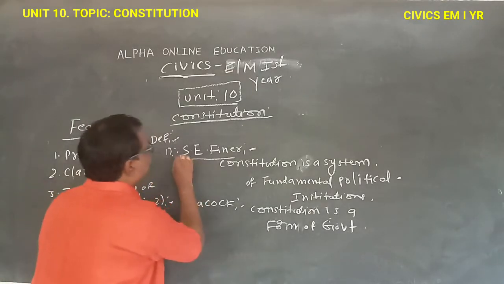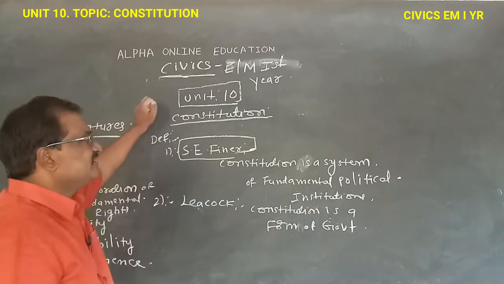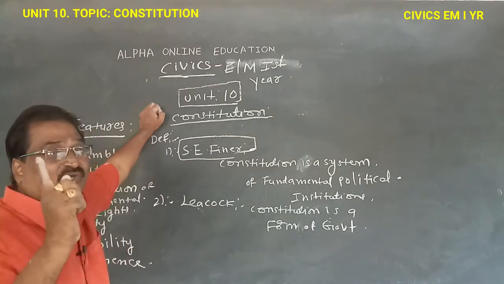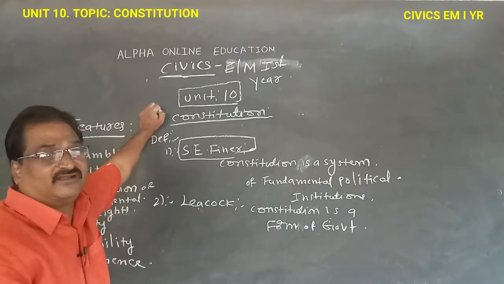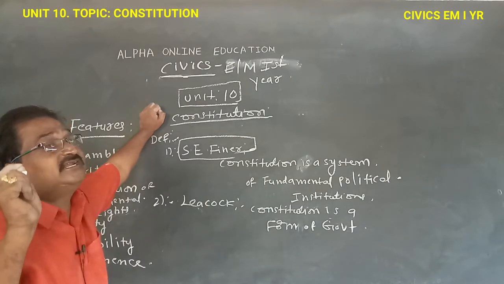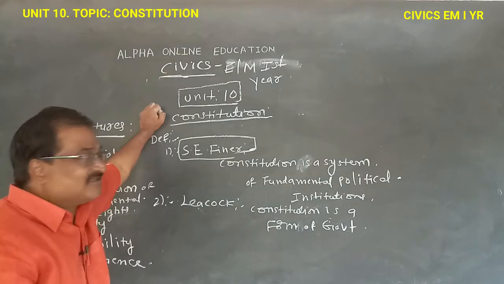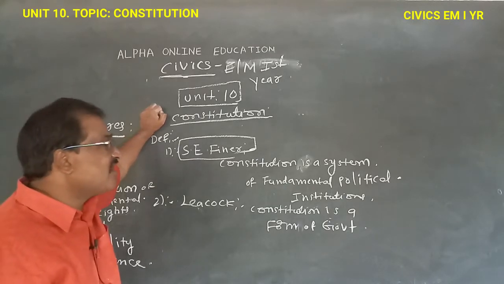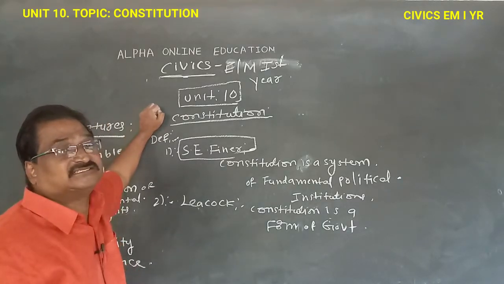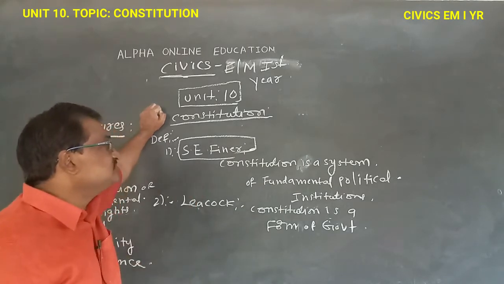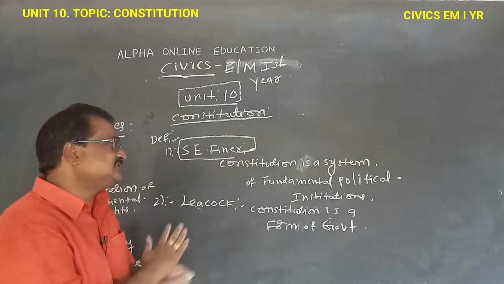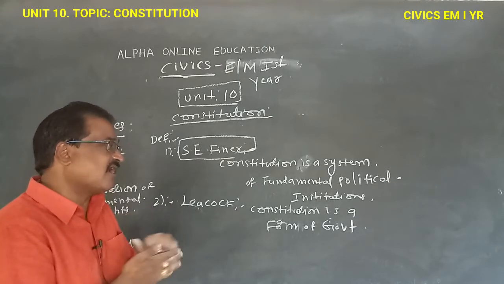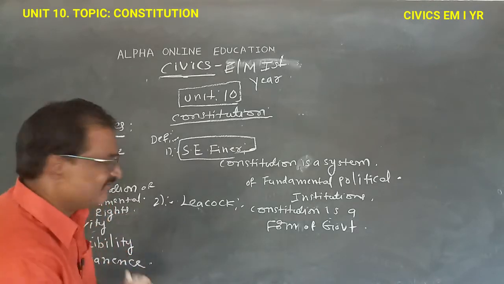The definitions are in your first year book. The constitution is a 2 marks question. At that time you give one definition of the constitution. Finally, the constitution is the framework of the state. So there are 2 definitions: the first, the constitution is a system of fundamental political institutions, and the second, Stephen Leacock's: constitution is a form of government.